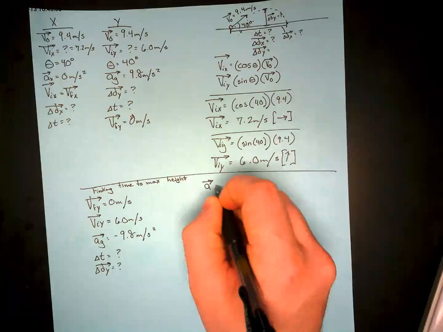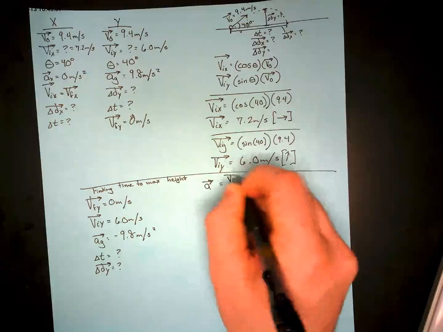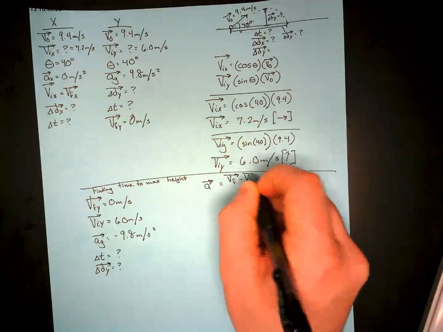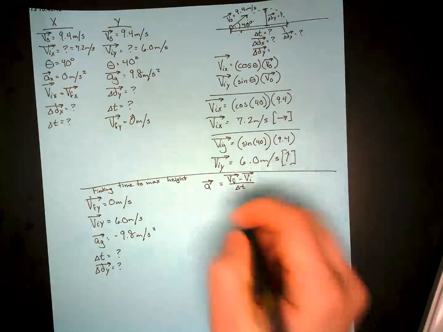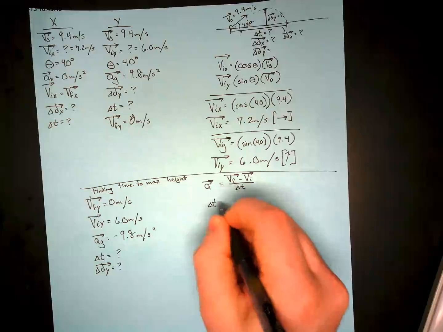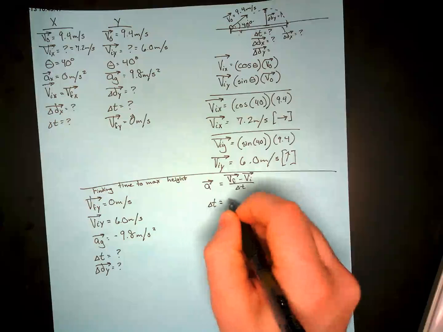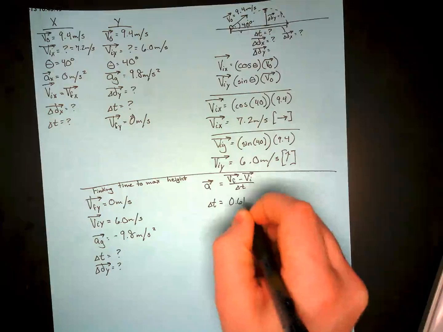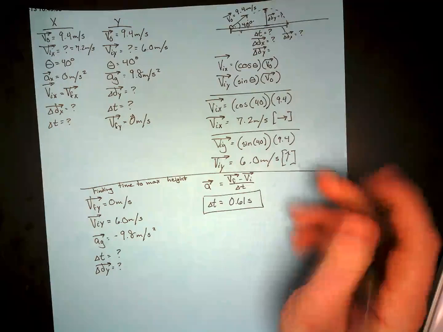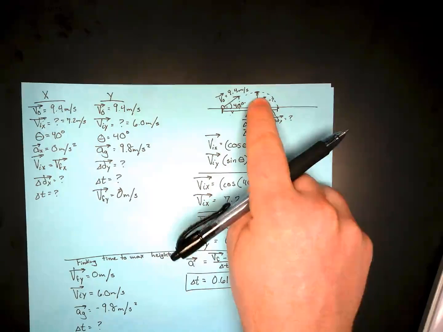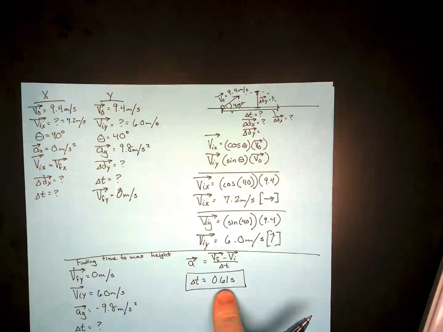I know that I've got acceleration, I have the final velocity, and I have the initial velocity. I'm trying to find time, at least until I reach my maximum height. So I'm going to solve for time here, and what I should get is 0.61 seconds. Okay, that's what I should get. So the time it takes from being kicked to reach its maximum height is 0.61 seconds.